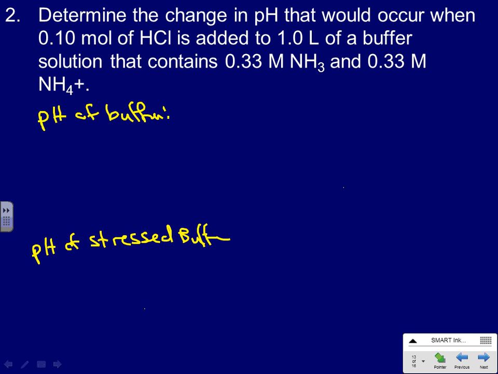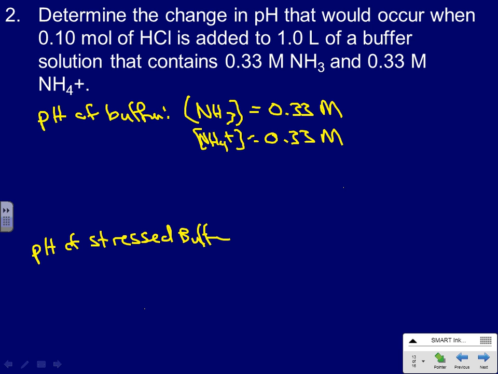So we just want the regular buffer. What's in the water before we stressed it? I need a list of things that are in the water. And that's the first thing you always do. You ask yourself, what's in the water? So NH3, all right, and how much is it? 0.33 molar. And we've got NH4 plus, and it's also 0.33 molar, all right?